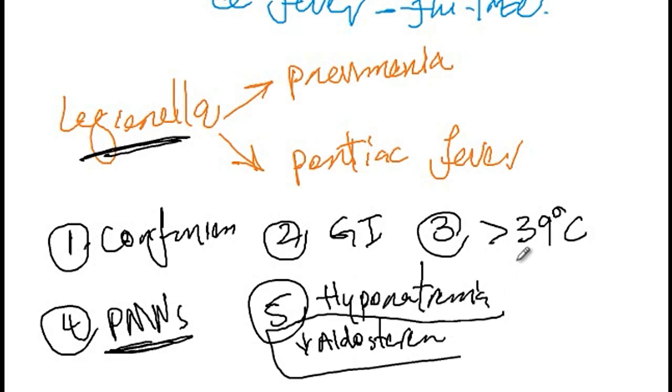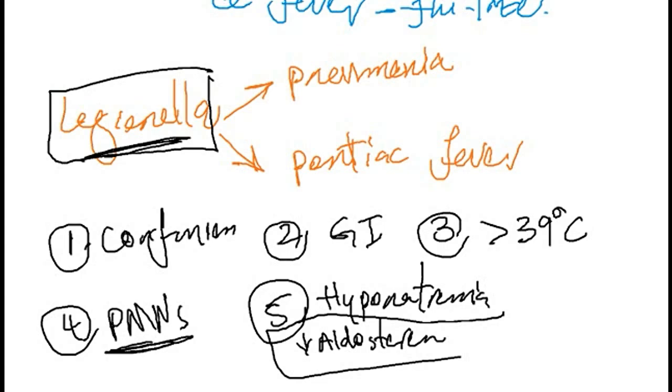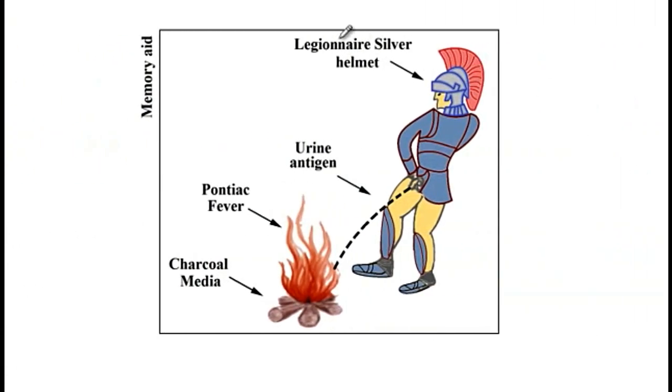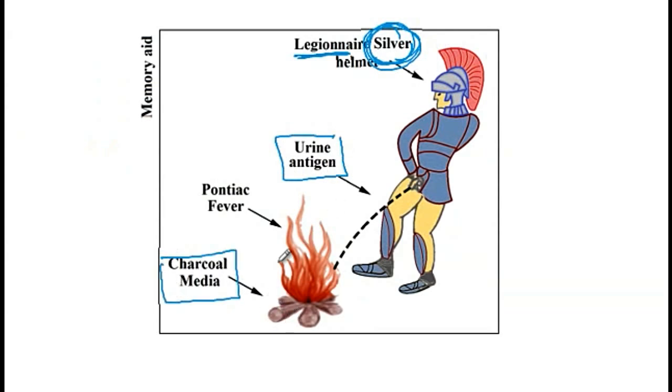So on the exam, if you see any of these features, it should give you clues to the diagnosis of infection with Legionella. And the memory aid that you can use to memorize the other features of Legionella is shown in this image. Here, the Legionnaire has a silver helmet. So silver stain is used to stain Legionella. At the same time, the other way of diagnosis is by checking the urine antigen or by growing the Legionella on charcoal media.